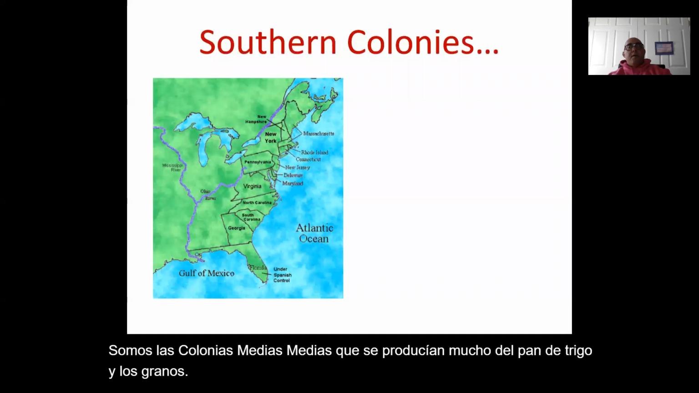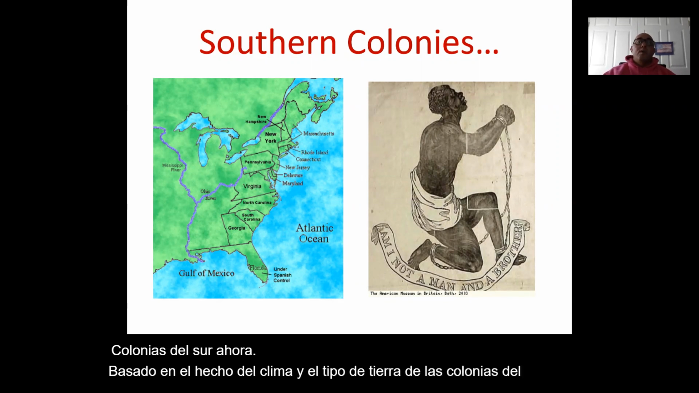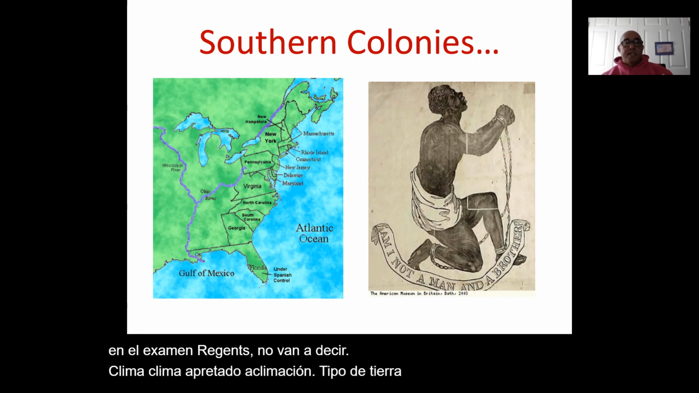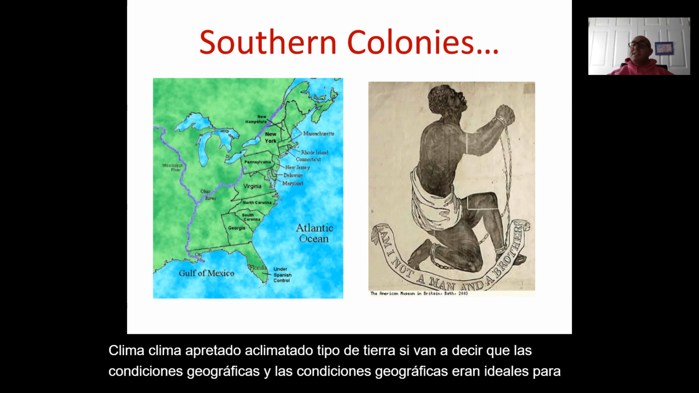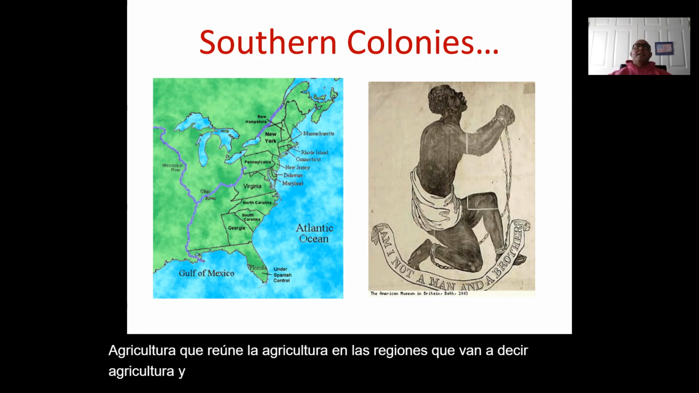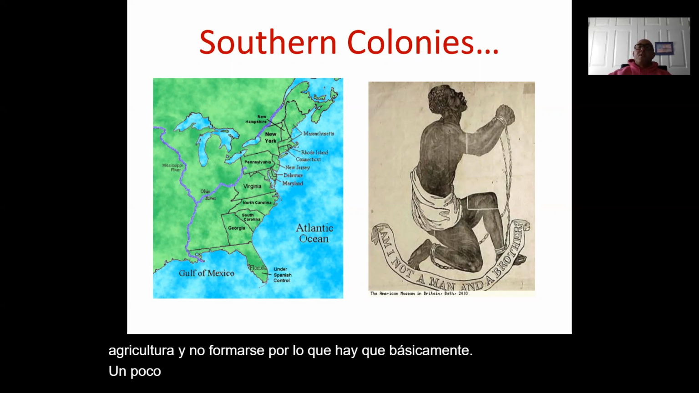Southern colonies. Now, based on the climate and land type of the southern colonies, on the Regents exam, they're not going to say climate, land type, weather. They're going to say geographical conditions. And geographical conditions were ideal for agriculture. Agriculture meaning farming. On the Regents, they are going to say agriculture and not farming. So you have to kind of swap out words. Remember, the Regents is just a play on vocabulary, and I will make sure I expose you to that vocabulary.